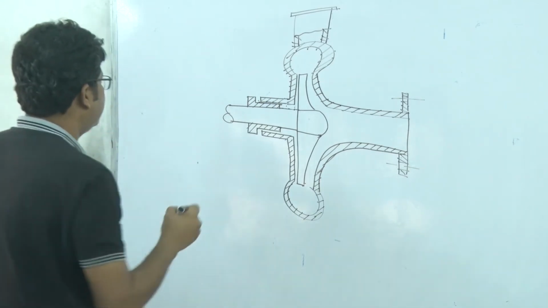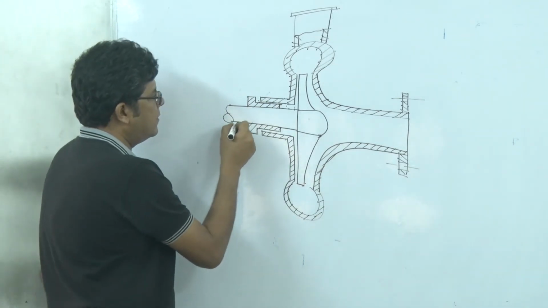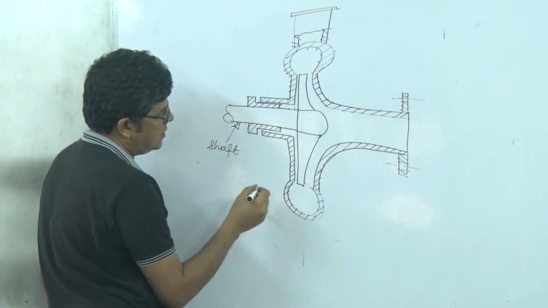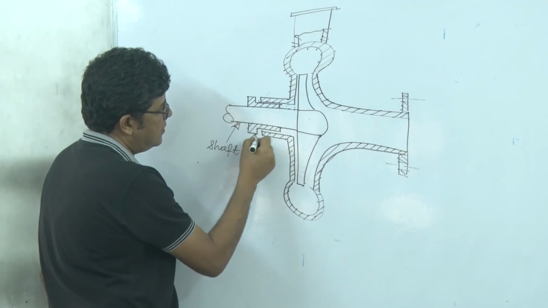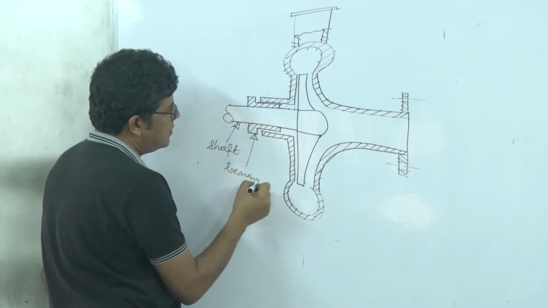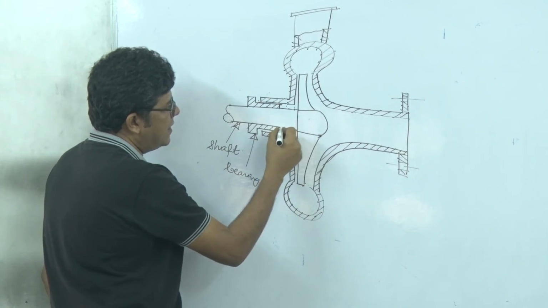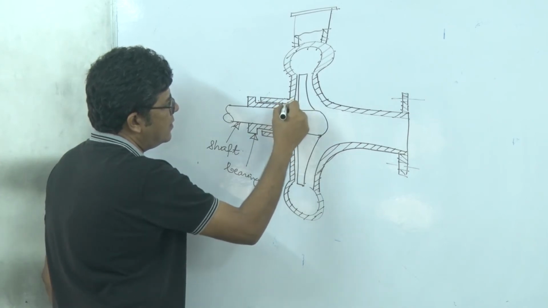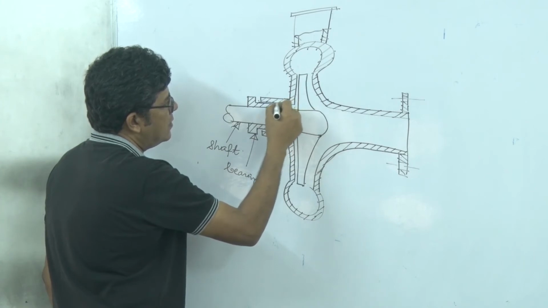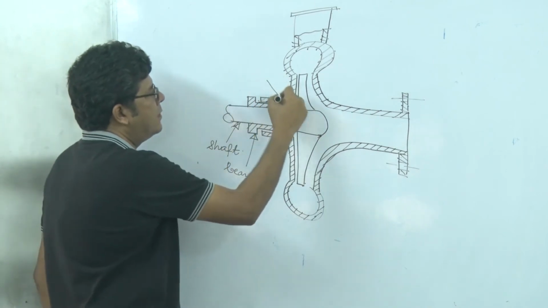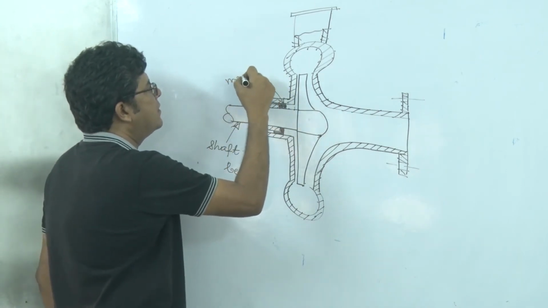So what are the parts? This is the shaft. This is the bearing. Here we have the sealing arrangement. These are the mechanical seals.